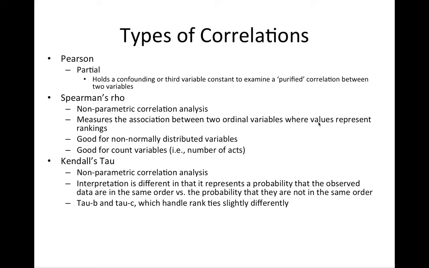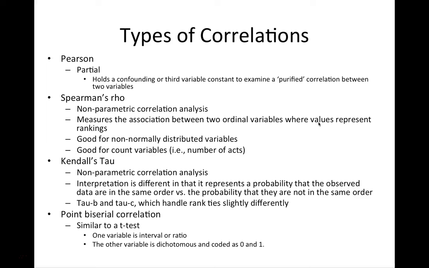Kendall's tau is also a non-parametric correlation analysis. The interpretation is somewhat different in that the score represents the probability that the observed data are in the same order versus the probability that they're not in the same order. So this is, again, for these ordinal categories, these rankings. There are a couple of different versions of tau, tau B and tau C, and they handle rank ties slightly differently. If people are tied in their rank on each of the variables, they handle those a little bit differently mathematically. I won't go into that here.